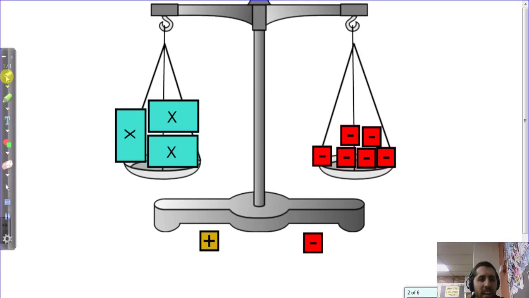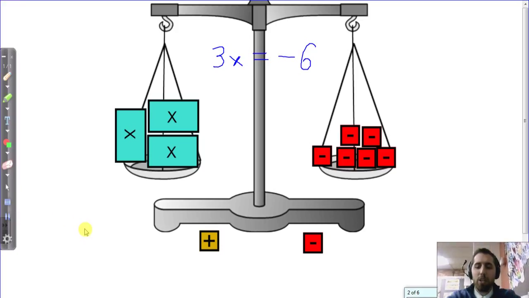So instead of writing x plus 3, we have 3 times x. We have 3 x's, or 3 of x, or 3x. And again, on the right side, we have -6, so that's easy enough to count: 6 negatives. Now, how can we solve this? What we're trying to do, as always, is to figure out what one of these variables is worth. What is the value of x?